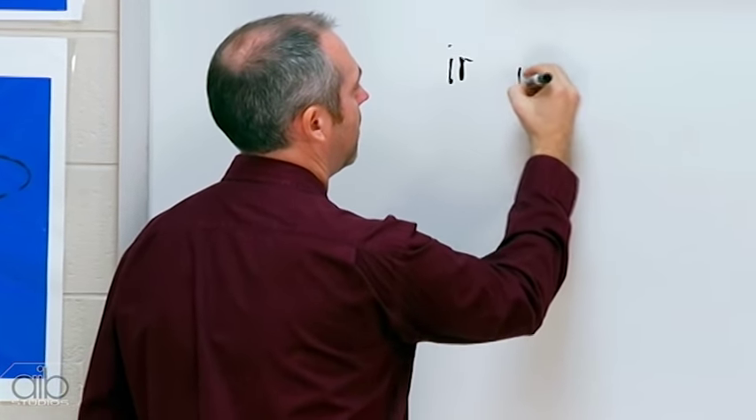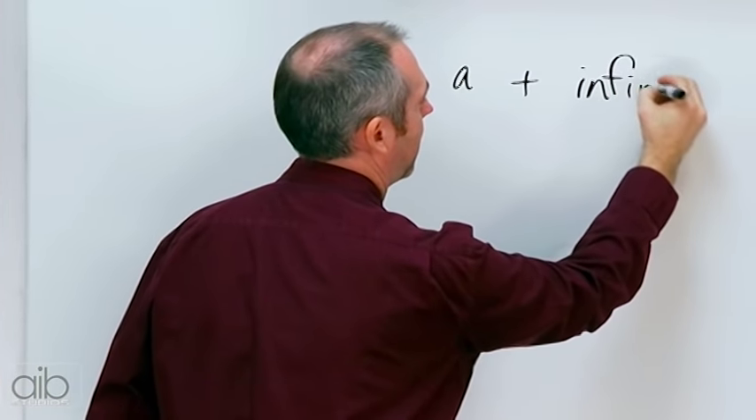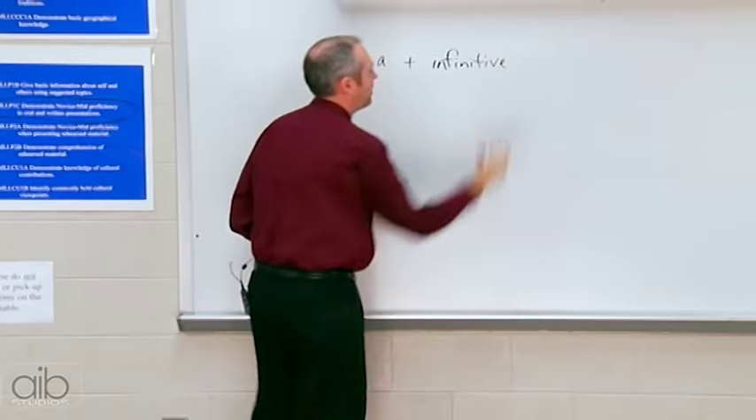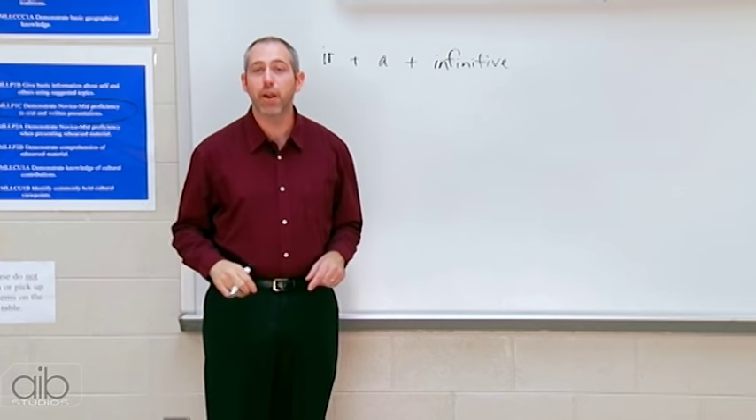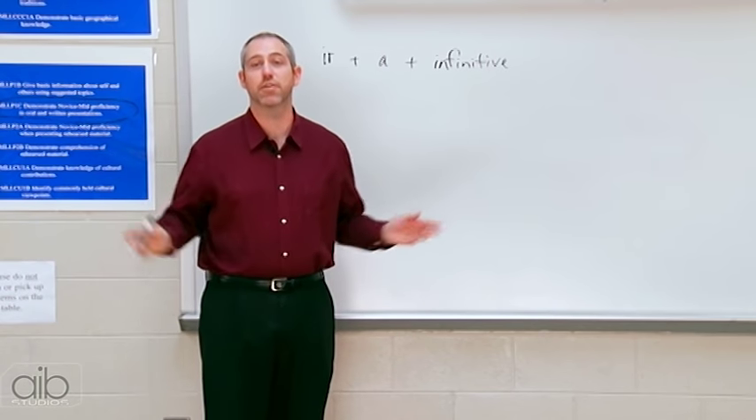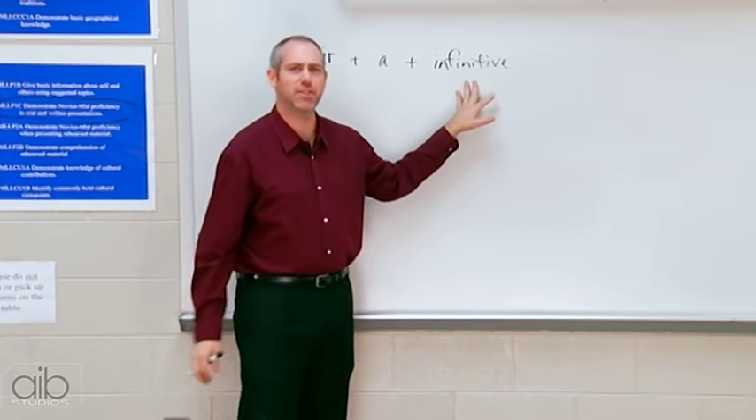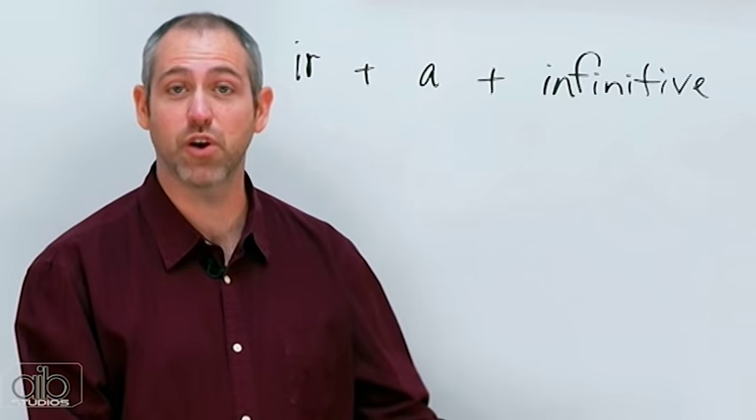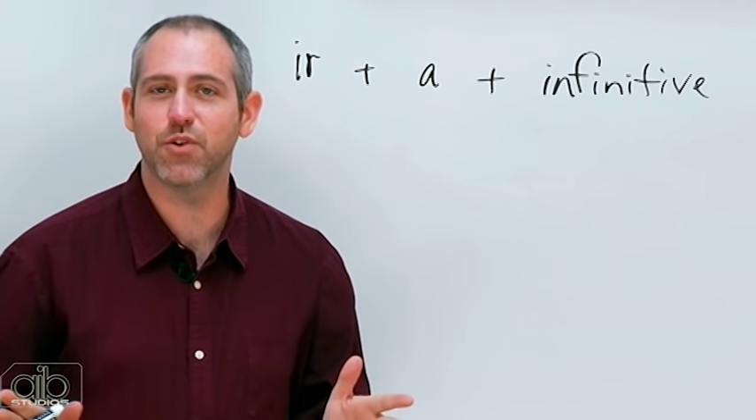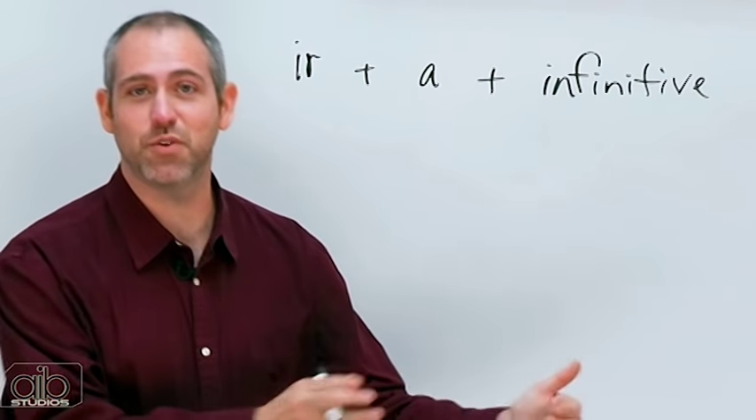It's called ir plus a plus infinitive. Now, I told you infinitive is just a fancy way to say a verb with the word to in front of it. To sleep, to run, to talk, those are all infinitives, right? So, put this together. If this is a verb that means to do something, and ir means go or going, think about it. When would I use ir plus a plus infinitive in Spanish? When I'm going to do something.